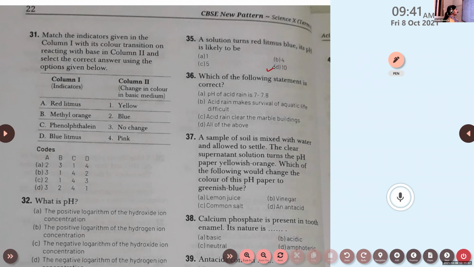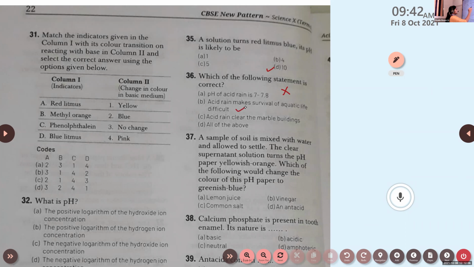Which one? All of the above. No, B. No, ma'am, option C is wrong. Okay, what about option B? Acid rain makes survival of aquatic life difficult. Okay, what about the pH value of acid rain? It is less than 7. Very good. It is less than 7 because it is acidic, right? So this is a wrong statement.